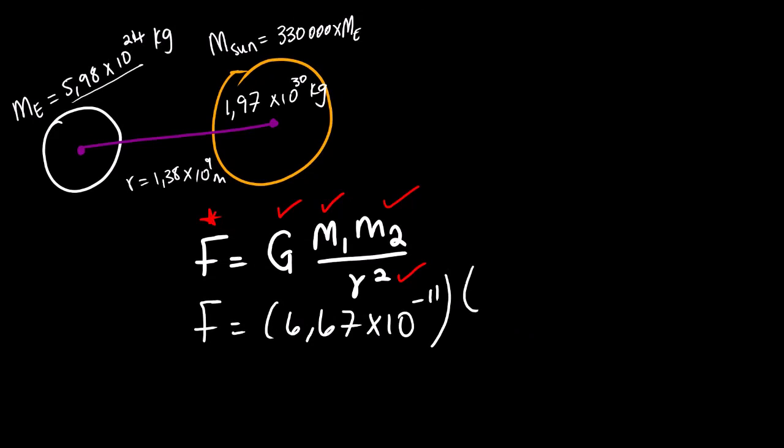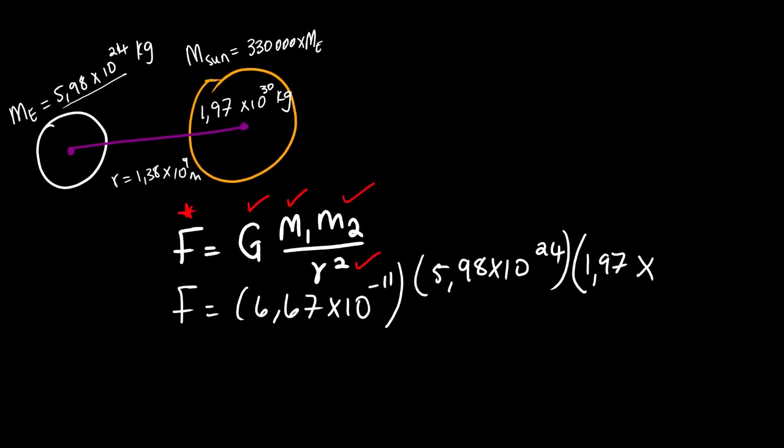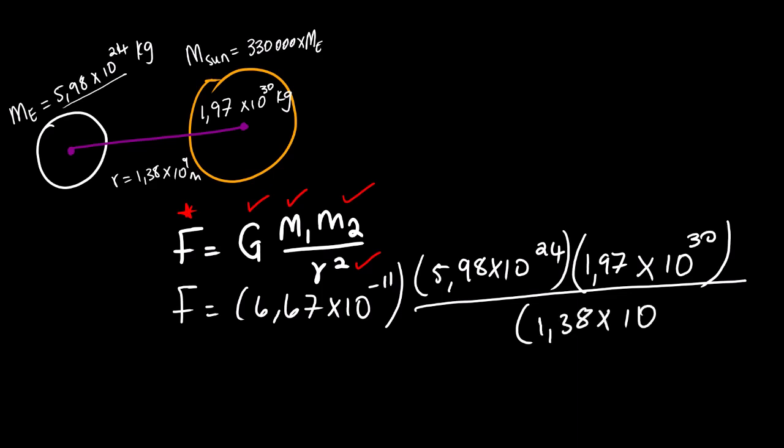And then our m1 is 5.98 times 10 to the power 24, and then m2 is 1.97 times 10 to the power 30, all over the distance between their centers, 1.38 times 10 to the power 9, squared. In most cases, learners make a mistake by not putting this power 2. Then you must know that everything will become wrong.